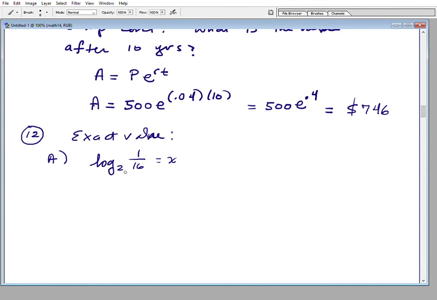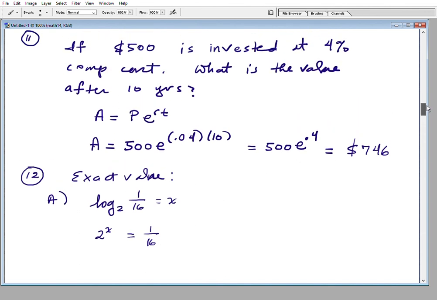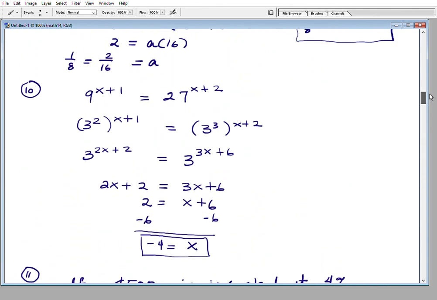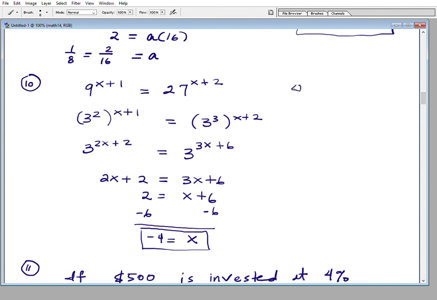So here we have base to the exponent, that's 2 to the x, is equal to 1 over 16. All right, and now we want to put both in terms of base 2. This is similar to one of the problems we did above. Let me just show you. That's similar really to this problem, what we're doing here. Here we put both sides in terms of base 3.